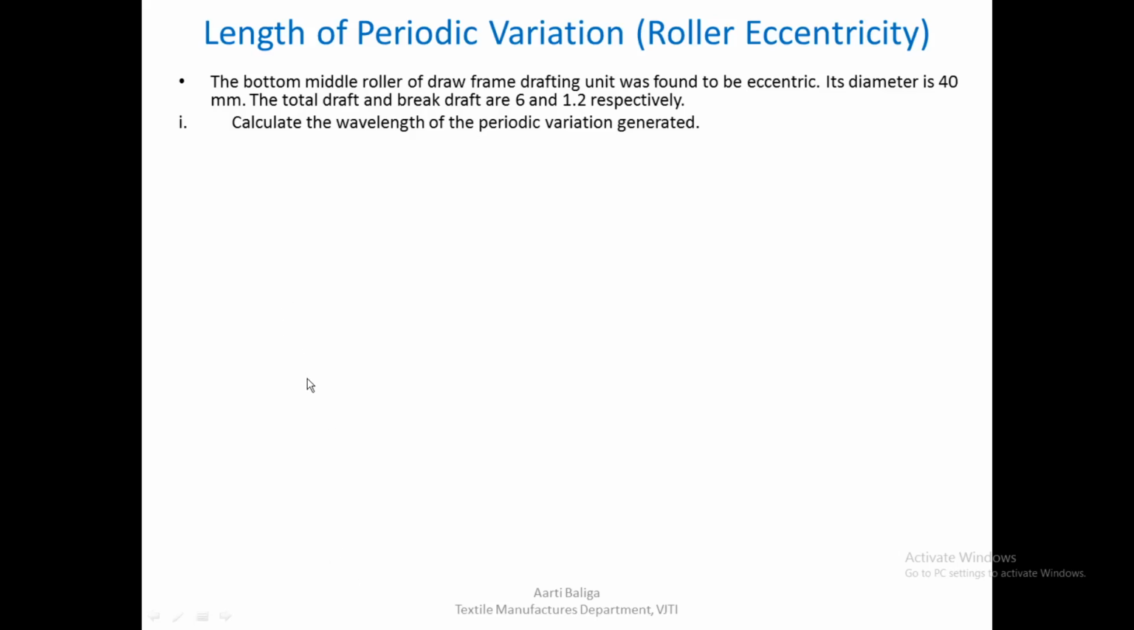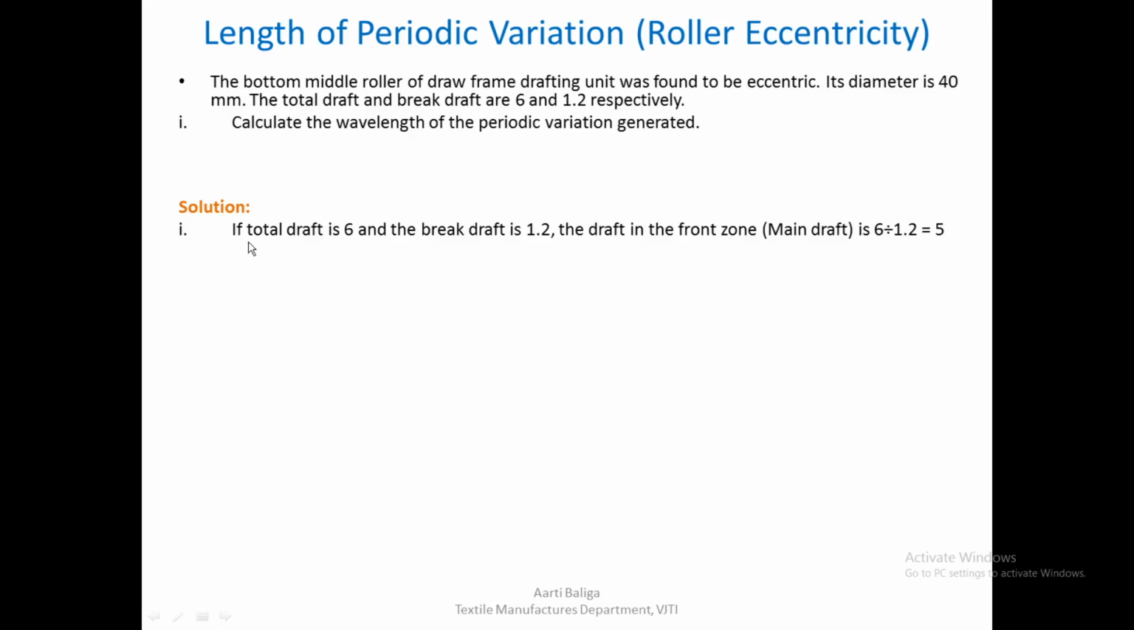Coming to the next type of problem on quality parameters, the periodic variation. We have had a lecture on periodic variation earlier, and one of the reasons for periodic variation is roller eccentricity. So let us see whether we can calculate the length of the periodic variation that is inserted because of roller eccentricity. The bottom middle roller of a draw frame, or of a drafting unit, was found to be eccentric. Its diameter is 40 mm. The total draft and the break draft were found to be 6 and 1.2 respectively. The first part of the problem is to calculate the wavelength of the periodic variation that is generated.